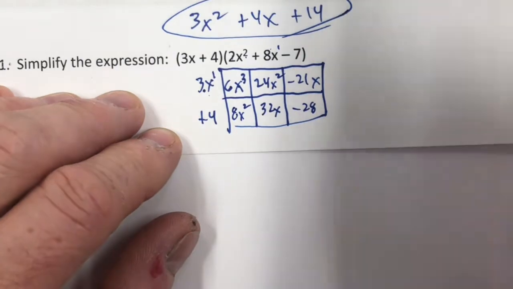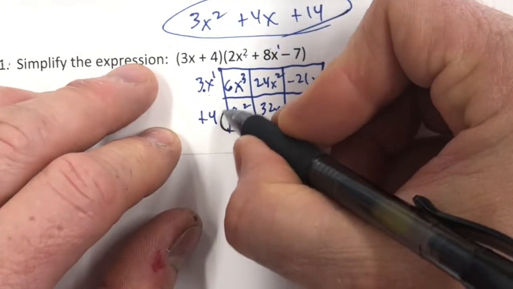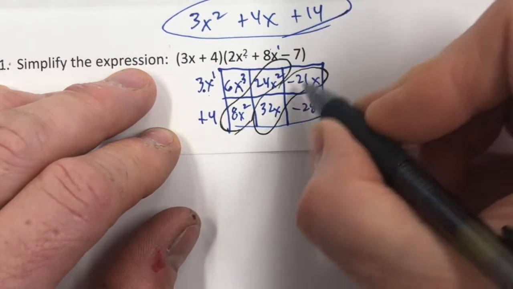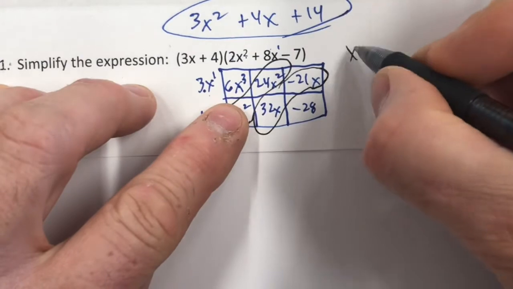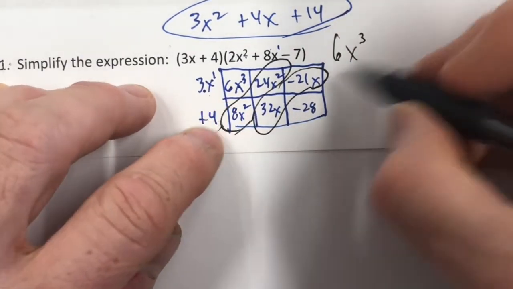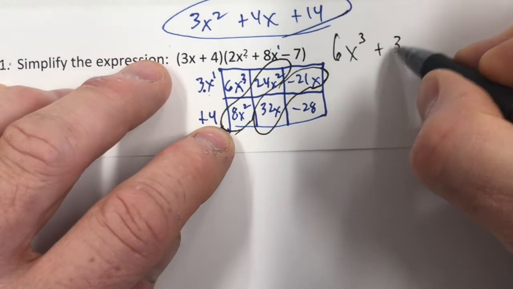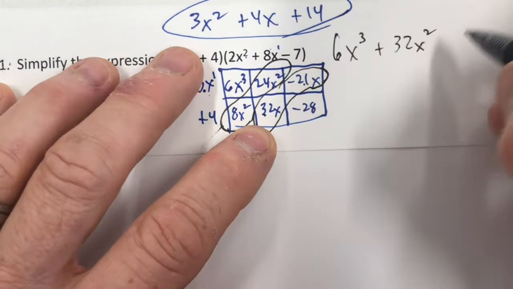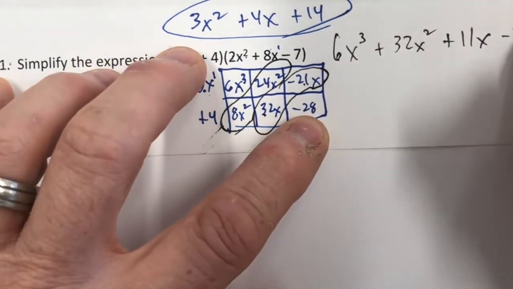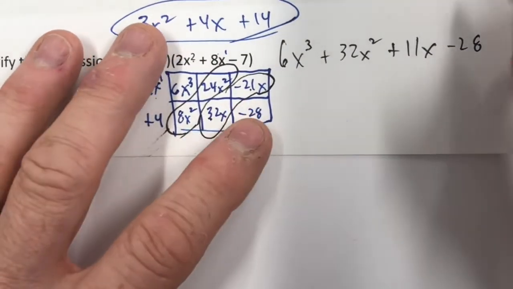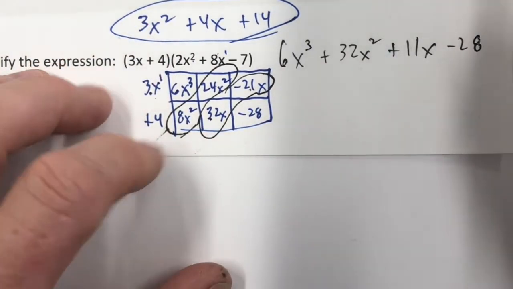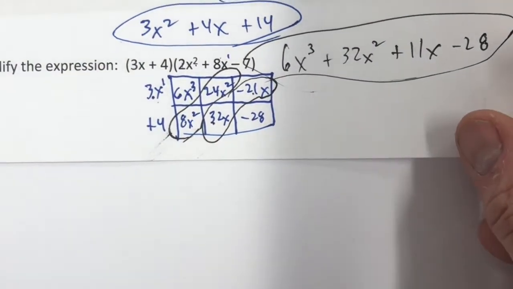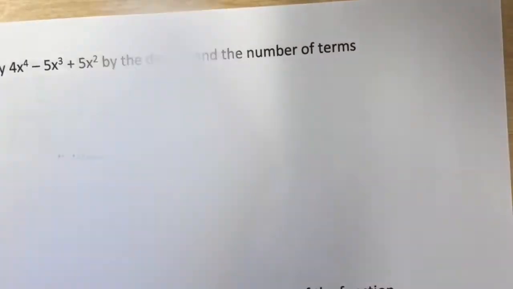There's all my products. Now what I do is I add the ones that are like terms. So right here, these two are like terms. And those two right there are like terms because they're both x terms. Those are x squared terms. So I got a 6x to the third. 24 plus 8 is 32, so it's a 32x squared. Negative 21 plus 32 would be, what is it, positive 11x. And then I got minus 28. And that's my answer there. Okay. All right, so I feel you can do that one. All right, now let's go to the next problem, number 12.